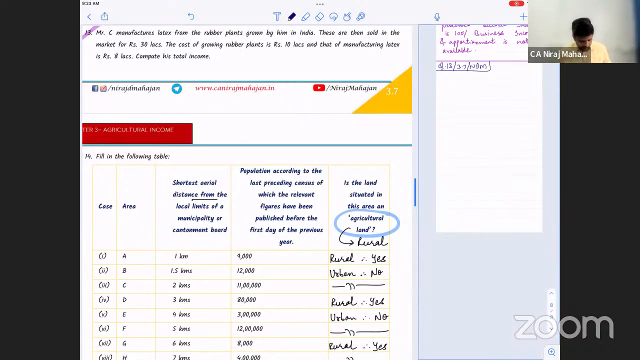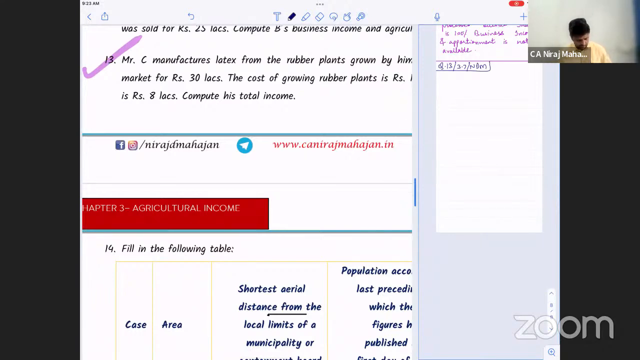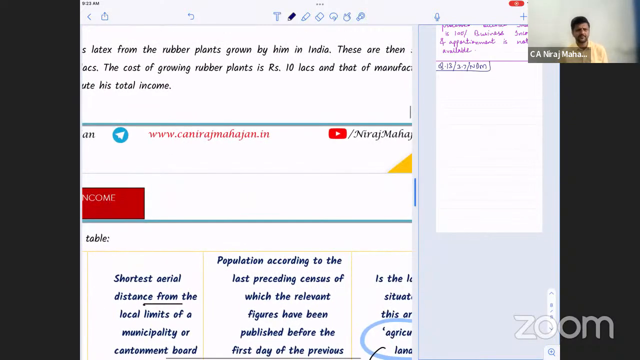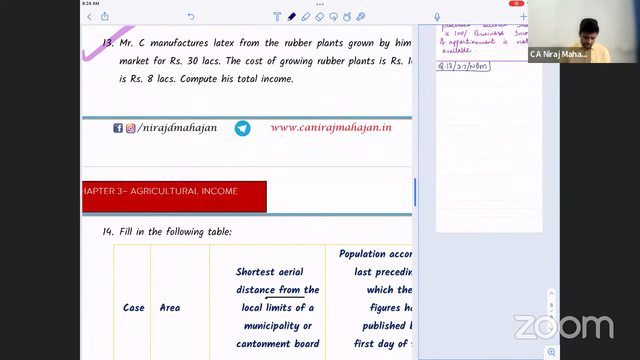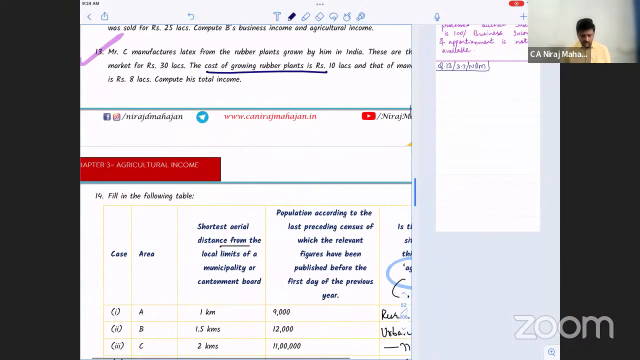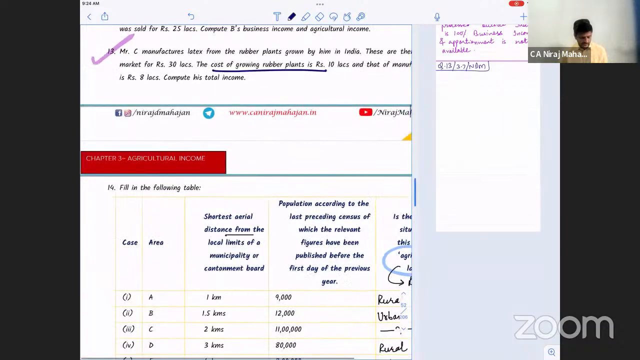Mr. C manufactures latex from rubber plants grown by him in India. So latex is again a product. Out of those rubber plants, he makes the product latex, and it is sold in the market for a total of 30 lakhs. The cost of growing rubber plants is rupees 10 lakhs, and that of manufacturing latex is rupees 8 lakhs.